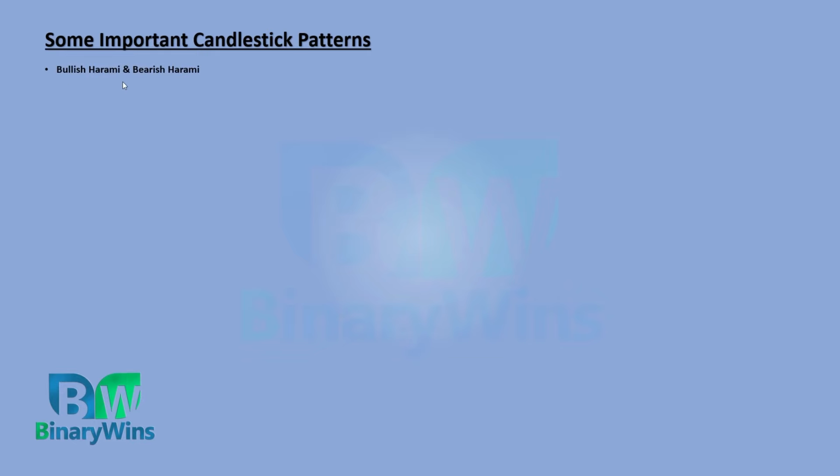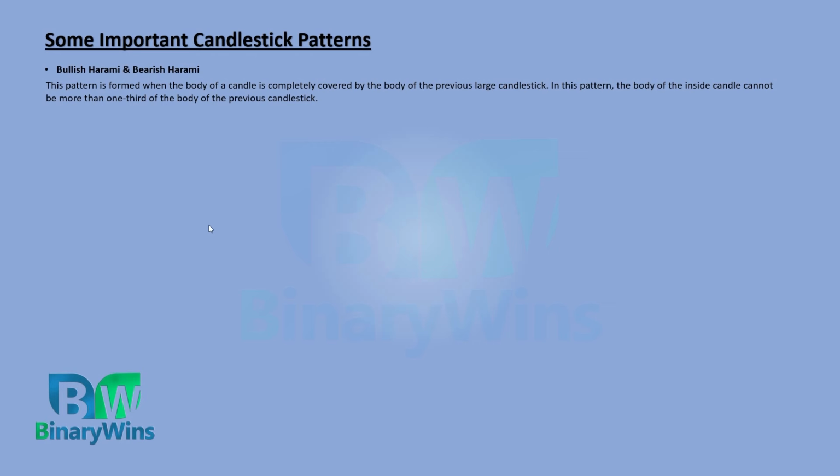Bullish Harami and bearish Harami patterns. The Harami patterns are reversal patterns. This forms when a smaller candle is completely covered inside the body of the previous larger candle. Note that the body of the larger candle should be at least 3 times the size of this second candle.